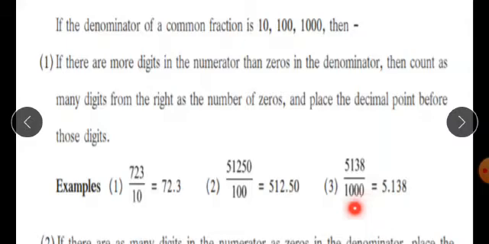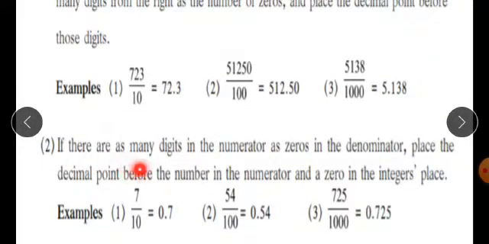Next example, 5138 upon 1000. Here again number of digits are more, therefore start counting from right 1, 2 and 3, and therefore the position of decimal point is after 5, and we have to read this number as 5.138.